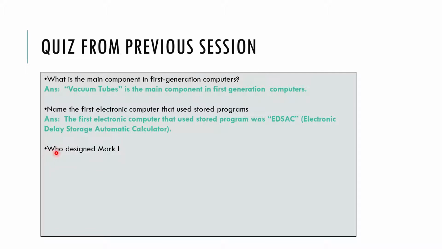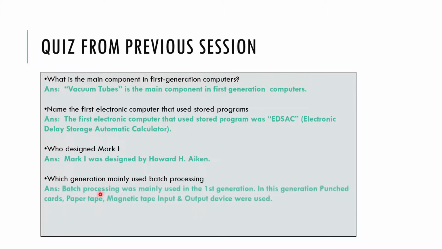Then, who designed Mark I? And the answer is, Mark I was designed by Howard H. Aiken. The next one, which generation mainly used batch processing? And the answer is, batch processing was mainly used in the first generation. In this generation, punched cards, paper tape, magnetic tape, input and output devices were used.